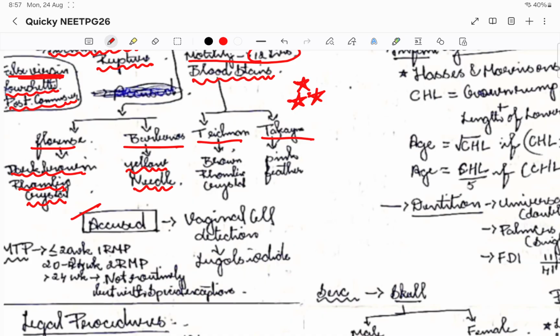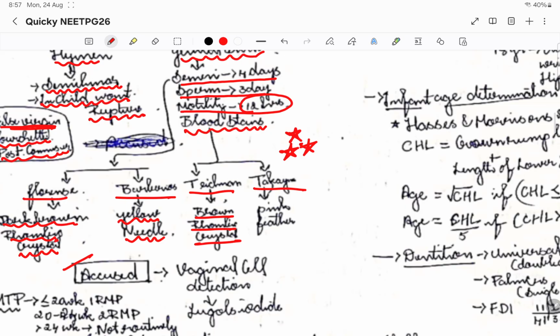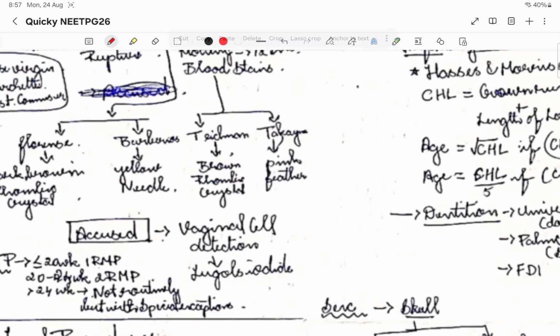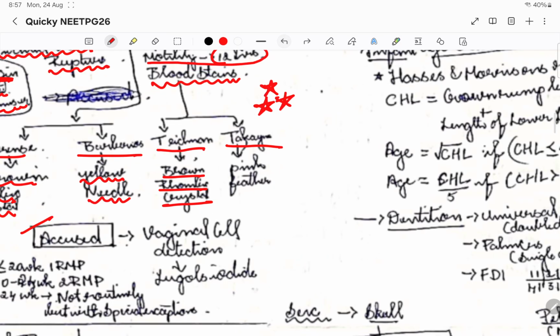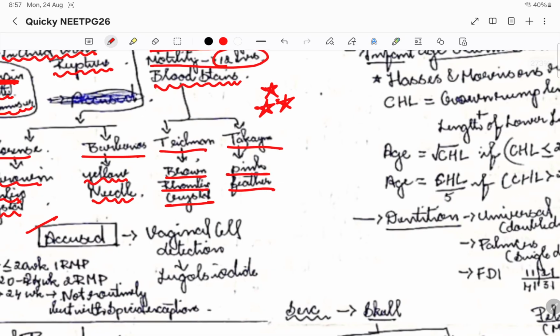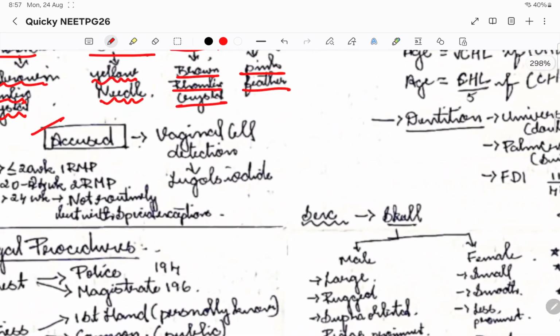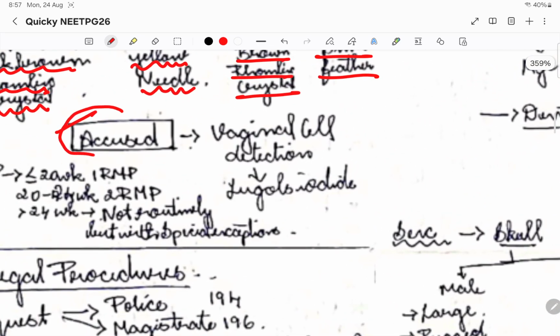Then coming to Teichmann and Takayama: Teichmann will be brown rhombic crystals just like Florence, but how do you differentiate? It depends on the sample. Semen will be Florence, whereas for a blood stain sample it is going to be Teichmann. Takayama will be pink feathery crystals. Pink feathery appearance will be there with respect to the Takayama test.